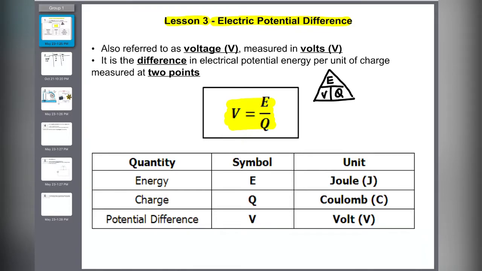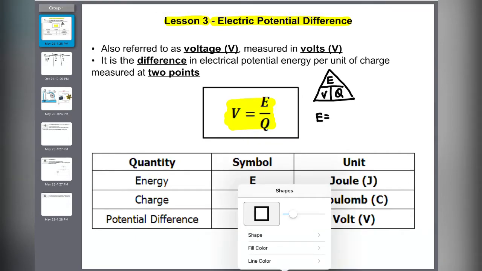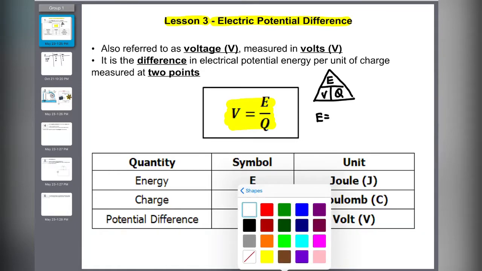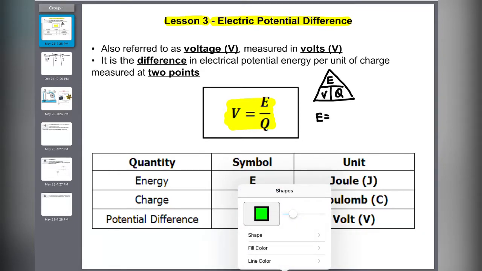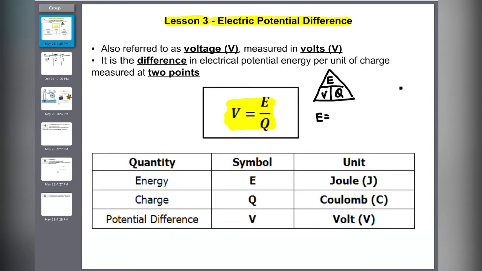So the first one is this one, right? V is E over Q. We can also be asking for E. Remember how yesterday we talked about if I cover up the one that I want, I'm just going to make a shape and fill it with color, yesterday green. If E is what I'm looking for, I'm going to cover up the E. And then I now see V is beside Q, meaning V is multiplying with the Q. When they're beside each other, we multiply.